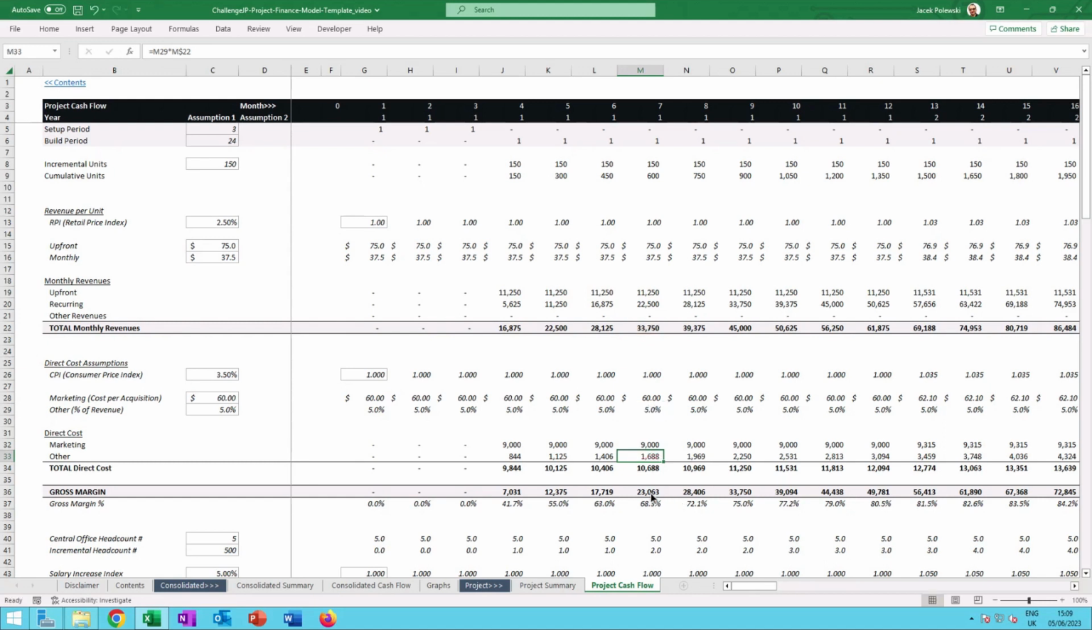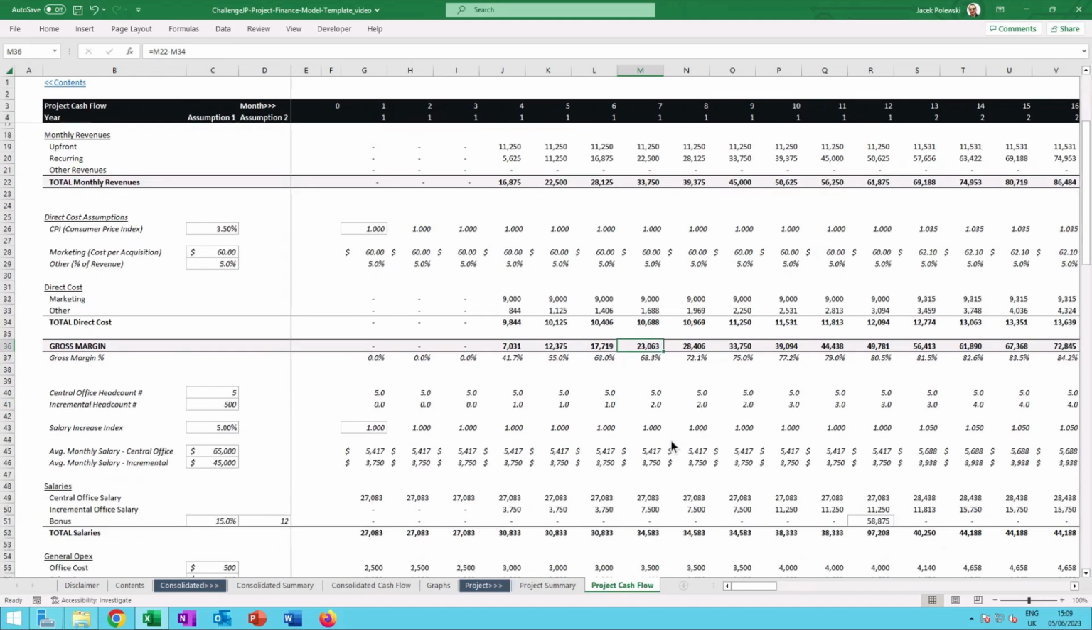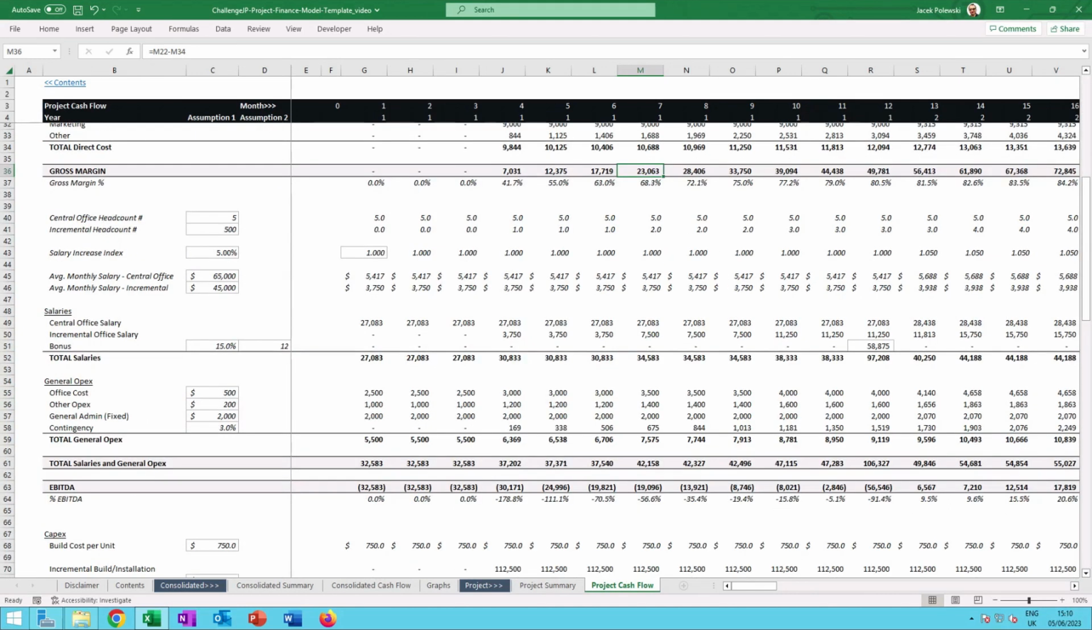Now, if I take my revenues and subtract my direct costs, this will give my gross margin. So this is the first part of my cash flow model. And then let's proceed to salaries and general Opex.